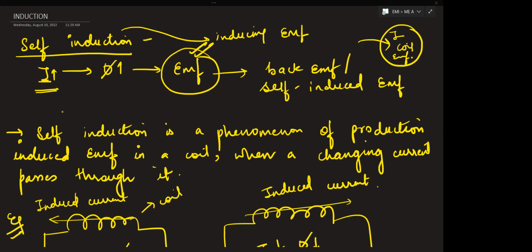All right, class. In the last class, we had started with induction. Only a small topic, mutual induction, is left. Induction means to induce. When the current increased or decreased, the magnetic flux respectively increased or decreased. Because of this change in magnetic flux, as we have been studying from all the laws of EMI, Faraday's law, EMF got induced.